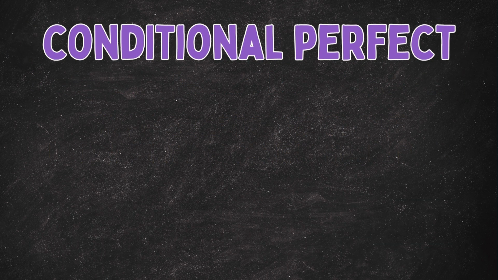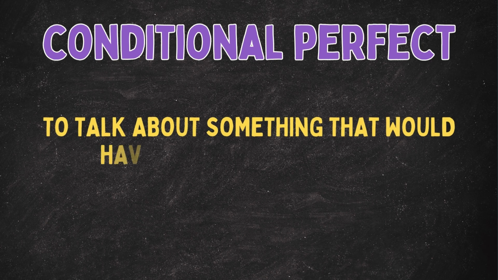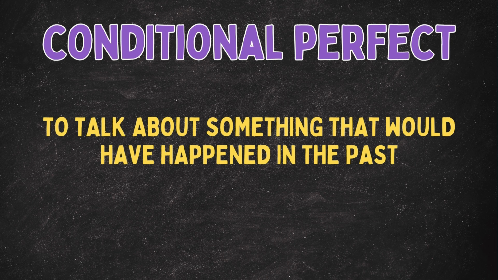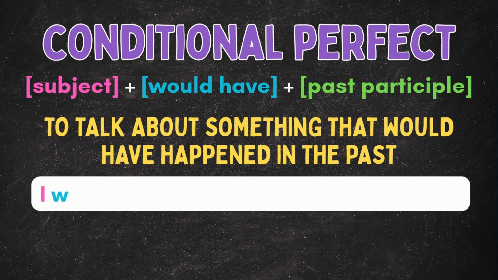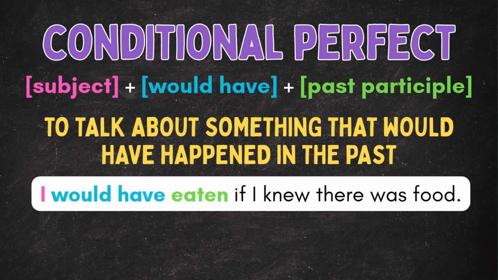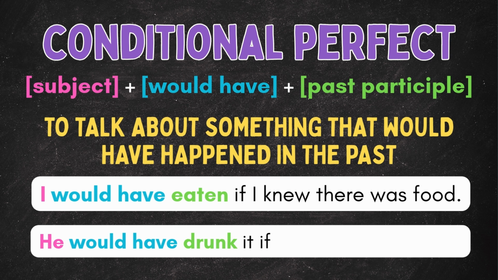Conditional perfect. The conditional perfect is used to talk about something that would have happened in the past. The sentence structure consists of subject plus would have plus past participle. For example, I would have eaten if I knew there was food. He would have drunk it if he knew it was there.